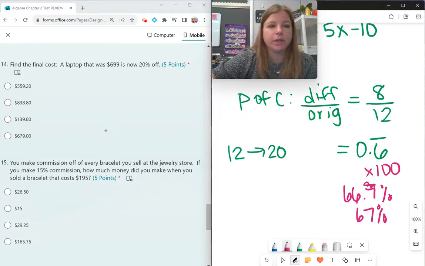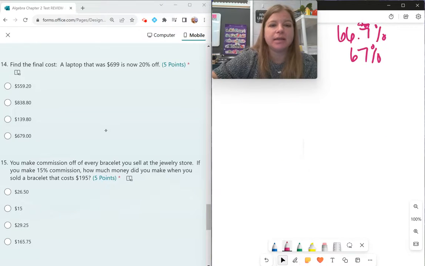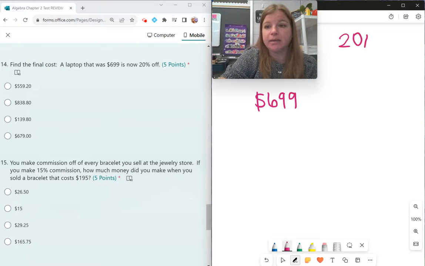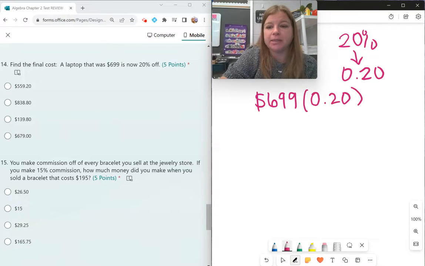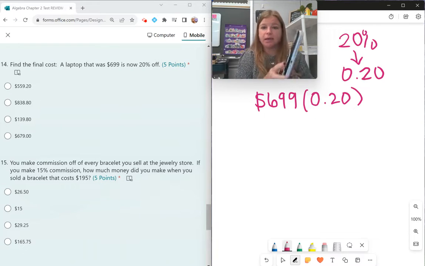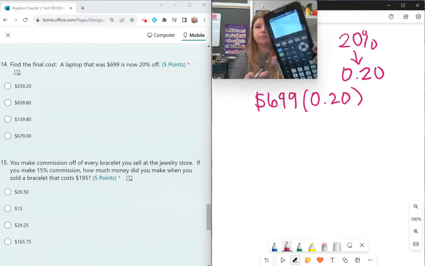All right, number 14, find the final cost. A laptop that was $699 is now 20% off. So first, we have to take the 20% and write it as a decimal. 20% looks like 20 cents, so 0.20. I then take that 0.20 and multiply it by $699. So I'm going to go to my calculator and type in 699 times 0.20.